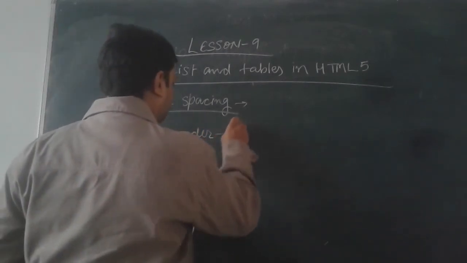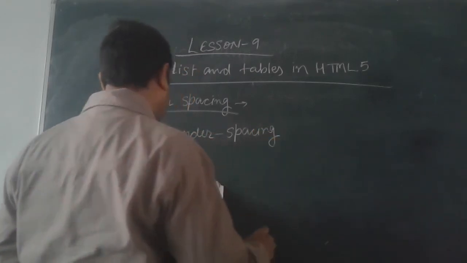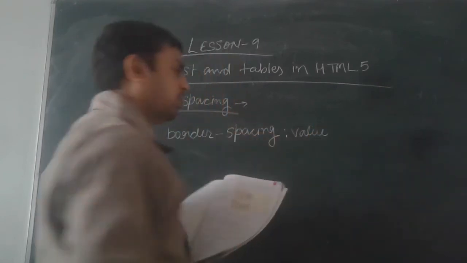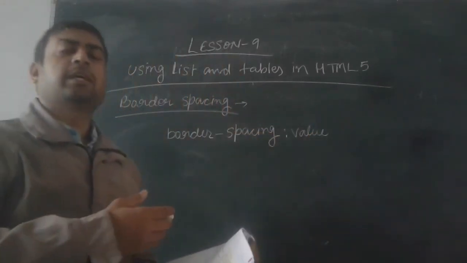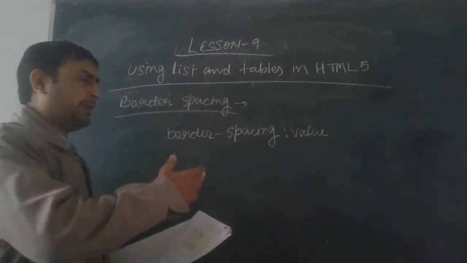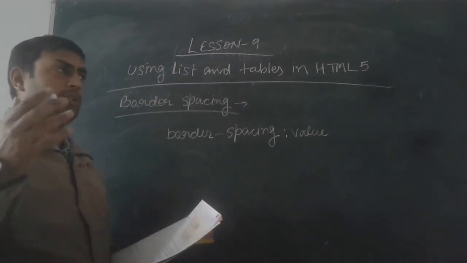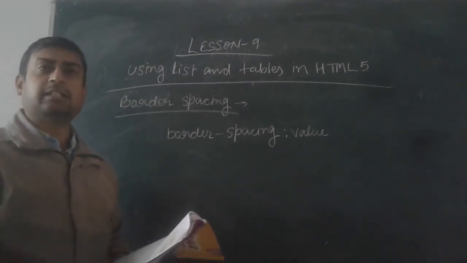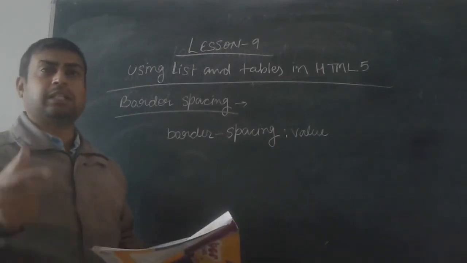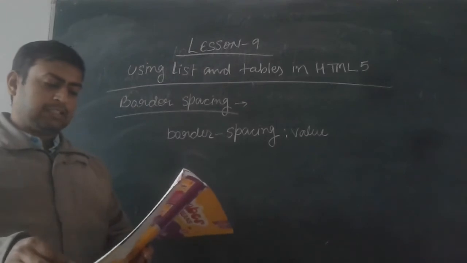border spacing and the value you will write. This is the syntax. This is the method by which you write border spacing and then the value, and the values will change; according to our use we will write the values. For example, horizontal spacing, vertical spacing, all these values we will write in this.